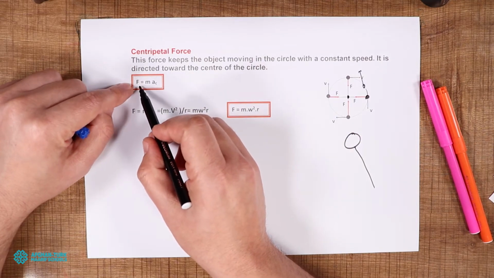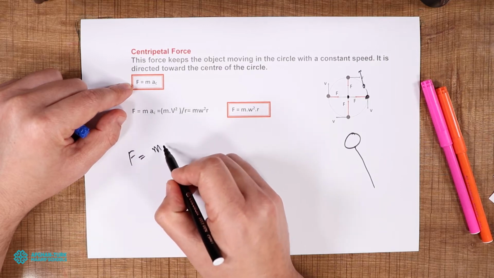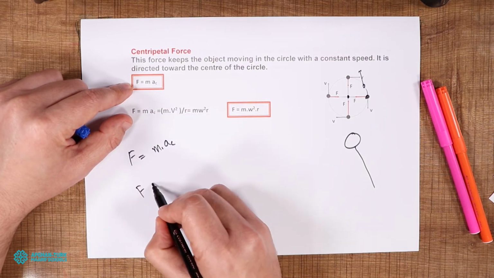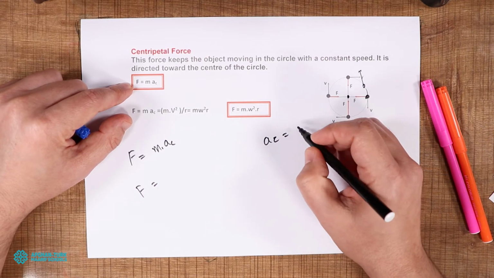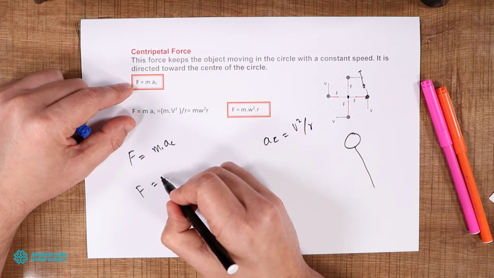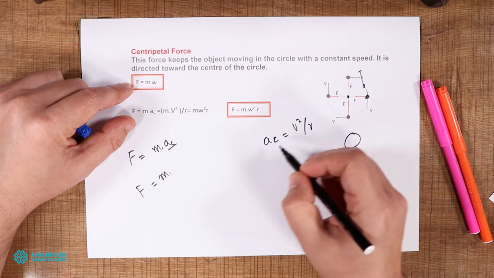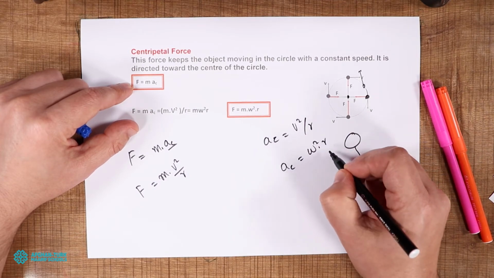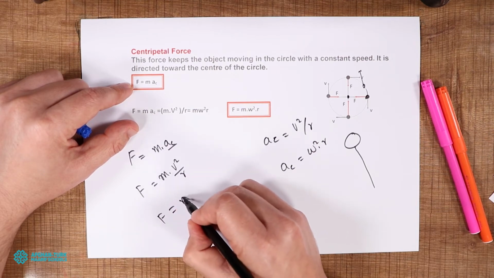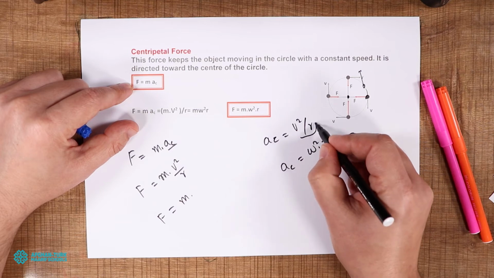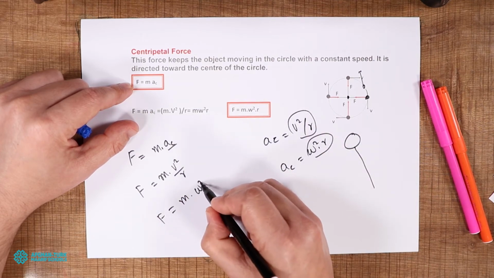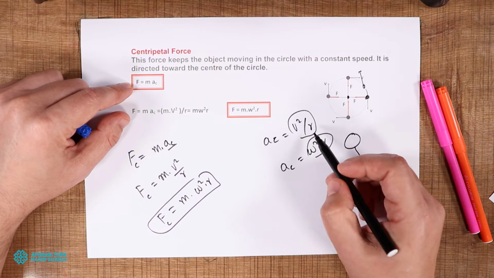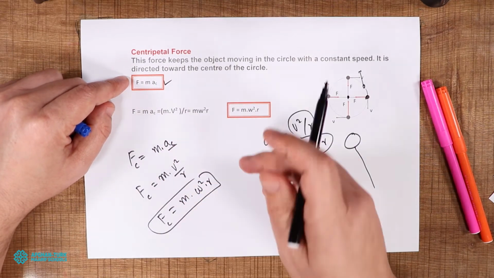Centripetal force is equal to m times a_c, F = m a_c. Here a_c is the centripetal acceleration. We know that a_c is equal to v squared over r, so instead of a_c we can use v squared over r. Or we know that a_c is equal to omega squared times r, so we can also use m omega squared r. So this is the centripetal force, denoted by CF. We can use any one of these formulas according to the situation.